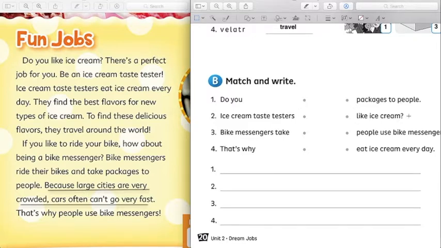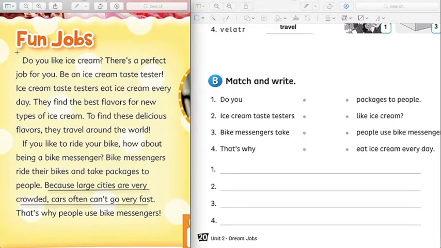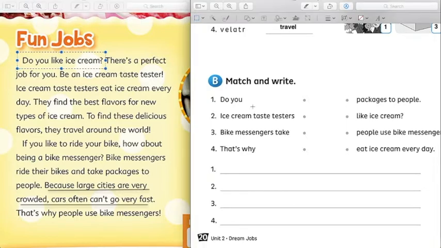Do you like ice cream? Do people use bike messengers, or do you eat ice cream every day? Let's take a look here. Oh, we have the answer right here, the first one. Do you like ice cream? So we're going to draw a line from here to the correct one. Do you, and then we write, do you like ice cream?